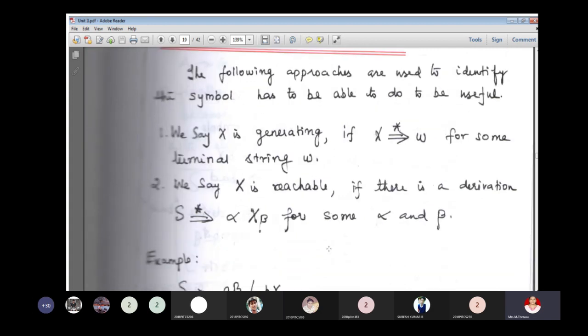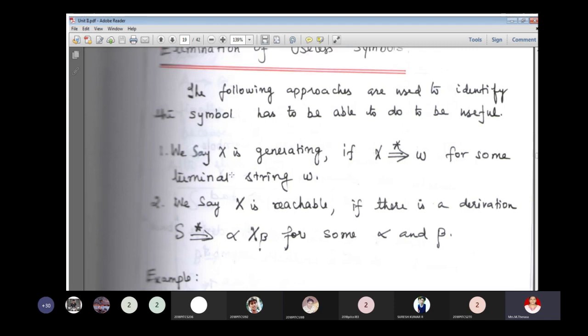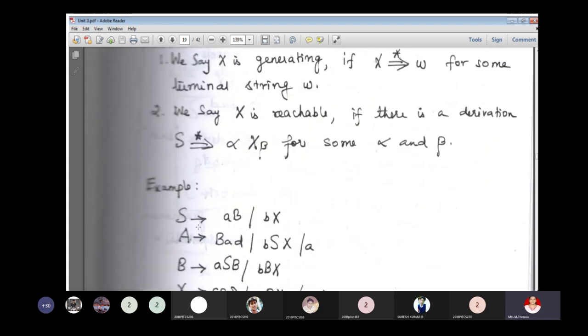First, we say X is generating if X can derive W for some terminal string W. We say X is reachable if there is a derivation S tends to alpha X beta for some alpha and beta. So what you can understand from here is that a symbol is useful only when it is generating and it is reachable. Generating in the sense it should produce some terminal string. Reachable in the sense this X should be involved in the derivation of some string from the starting symbol S.